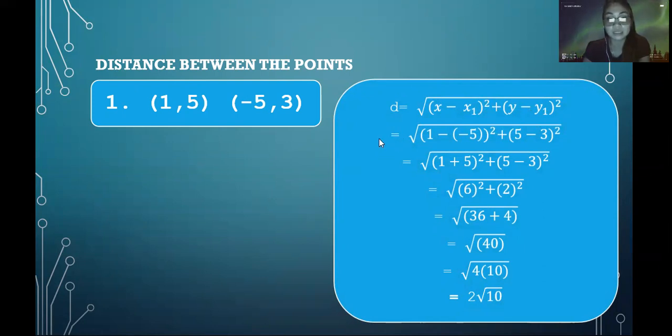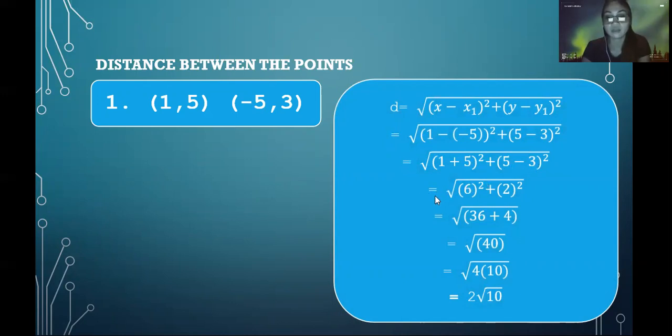So d is equal to the square root of quantity 1 minus -5 squared plus quantity 5 minus 3 squared, then it is equal to the square root of 1 plus 5 squared plus 5 minus 3 squared.